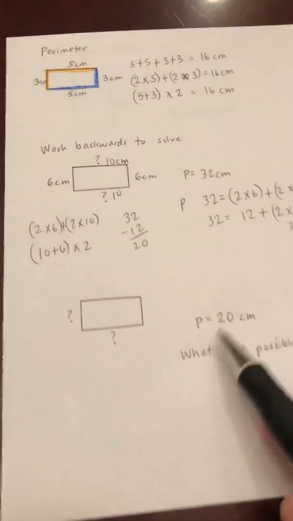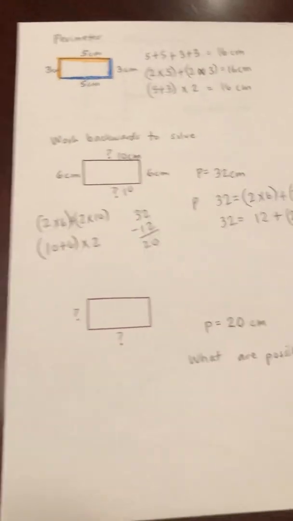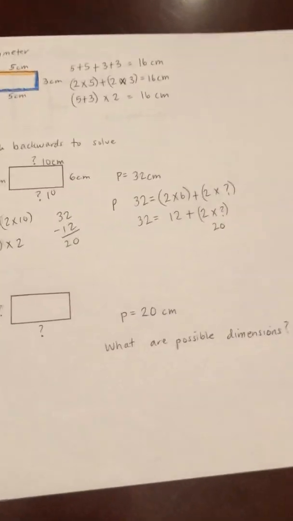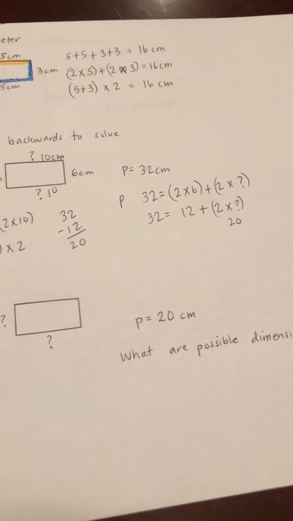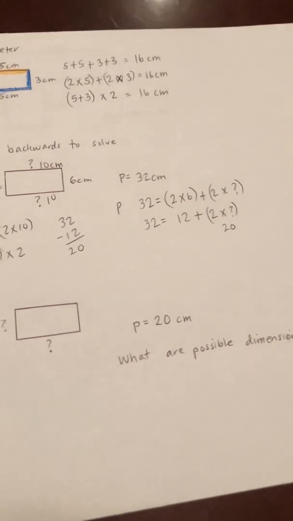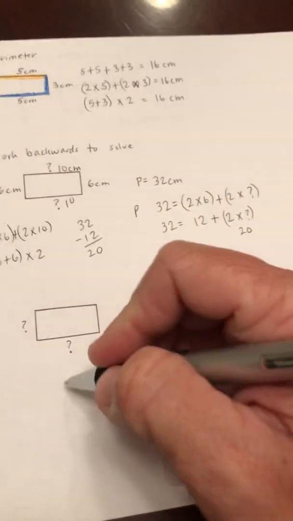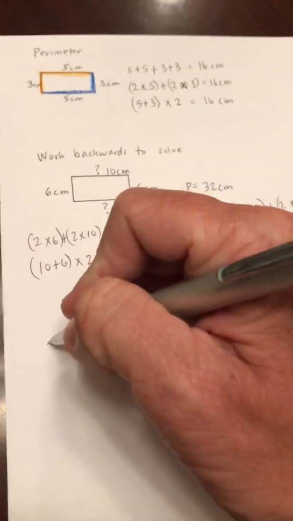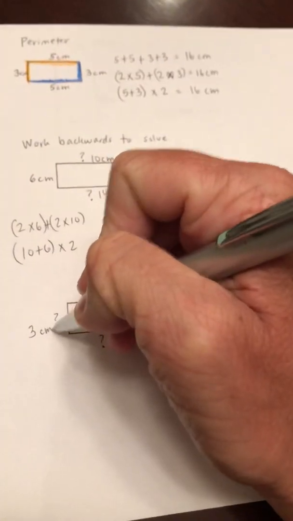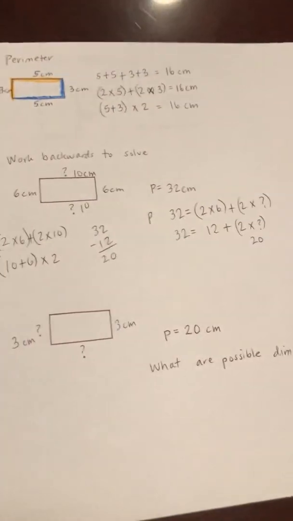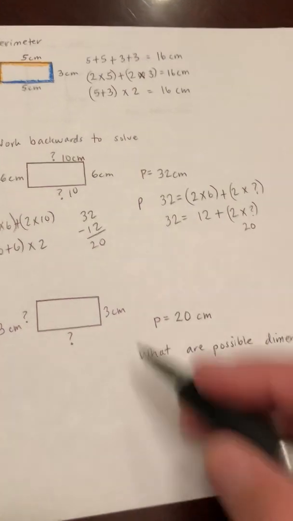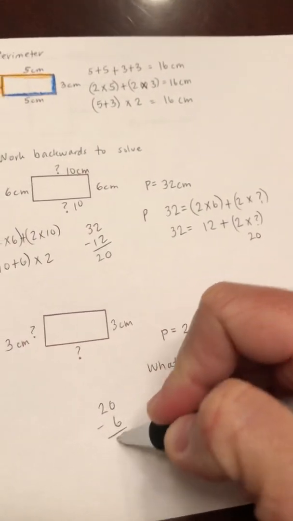All right, here's another one where we're given a perimeter and not given either one of our dimensions, and we're asked what are possible dimensions. Some students will just start randomly guessing and checking. They might say, well, let's see, if I made this 3 centimeters, well, this would have to be 3 centimeters over here, right? So 3 plus 3, that's 6. How much is left over? 20 minus 6 is 14.